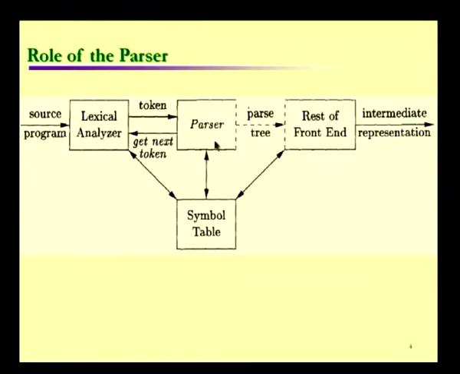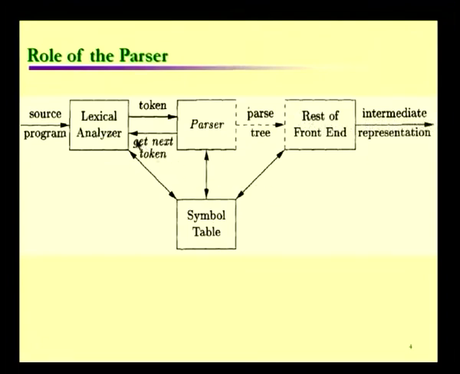Whenever the parser needs a token, it will request the lexical analyzer with the message called get next token. On successful generation of a token by the lexical analyzer, it will give the token as input for the parser, and on completion of the parsing process, we will have a parse tree, and the parse tree will be given as input for the rest of the phases in the compilation steps, which are followed by the semantic analyzer, then intermediate code generation, optimization, as well as code generation.